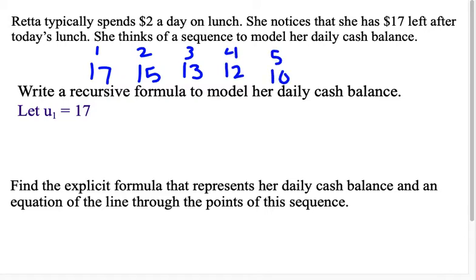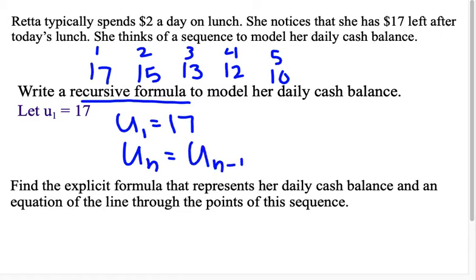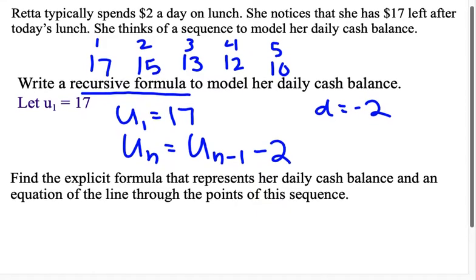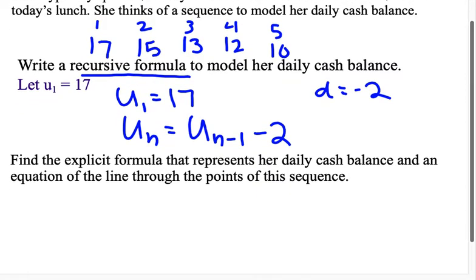So that recursive formulas need two parts. The first part was given to you, and then if she's spending or losing $2 each day, it'd be the previous term minus 2, because that common difference is a -2. All right? Then it says to find the explicit formula that represents her daily cash balance and an equation of a line that goes through the points of this sequence.